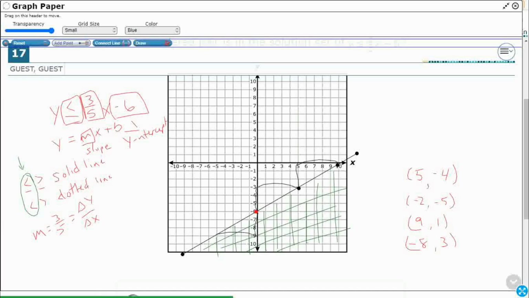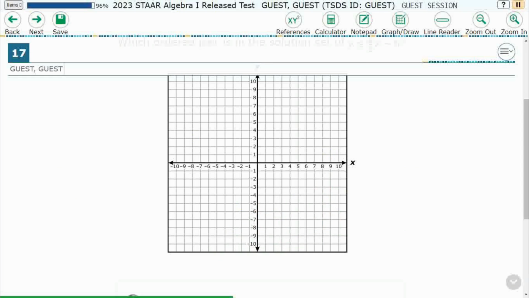So 5, -4 lands right there. -2, -5 lands outside of it. 9, 1 is definitely out of it. And then -8, 3 is also definitely out of it. So what's the only one that lands in there? It's that 5, -4, and that is our answer, A.